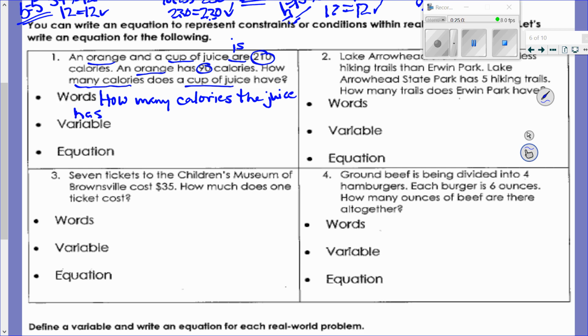So what is the variable that we need to use to figure out that answer? Chance? What variable are we going to use? What's the piece of information I don't know? How many calories a cup of juice has? So what do you want to use for a variable?